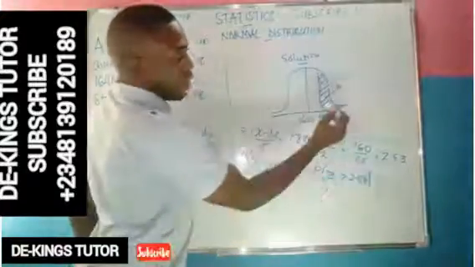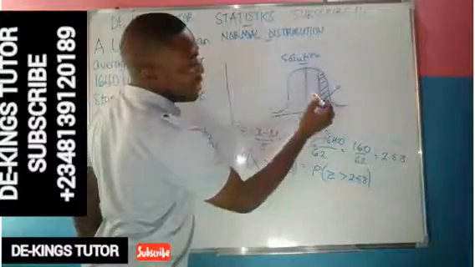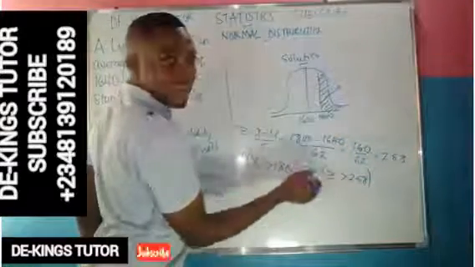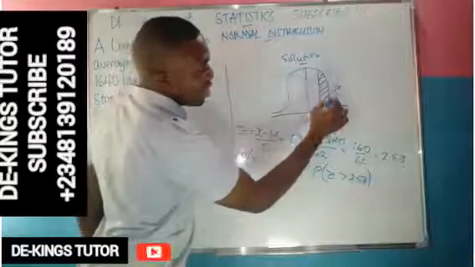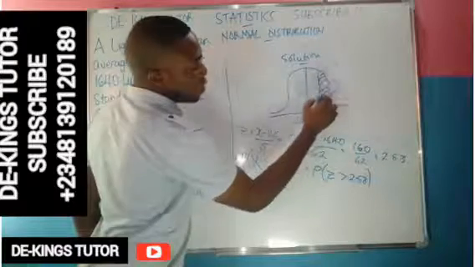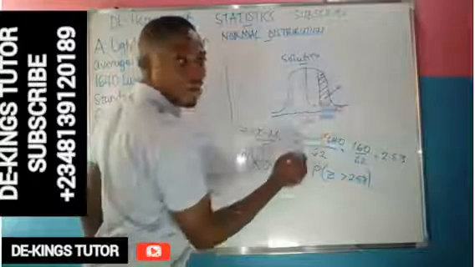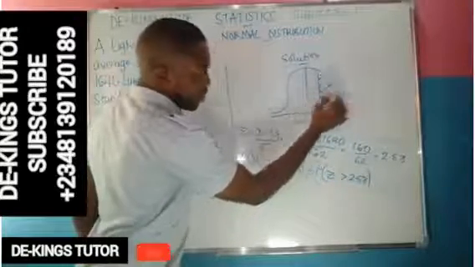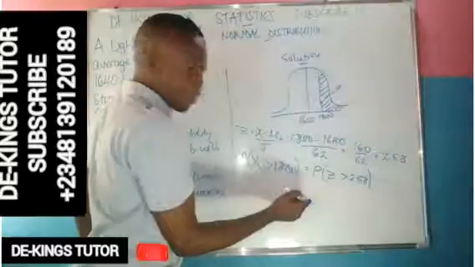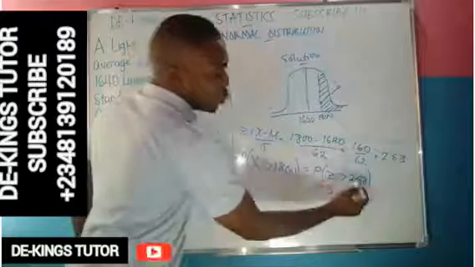Now watch. Remember I told you this part is 0.5. That's the area, and this part is 0.5. So if from here to here is 0.5, now I want to know what is this part. If from the middle to the right is 0.5, now what is this part that we shaded? So it will now be 0.5 minus the value for 2.58.